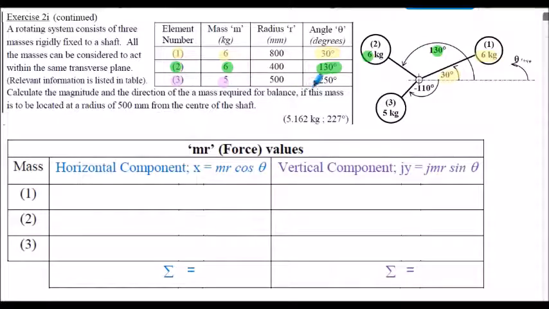kilograms, that's at 250. Again, notice how I've measured the angles here. Element number 3, 5 kilograms. That 250, of course, is from here round to here. Notice I put it on the diagram as negative 110, because you can measure negative angles if you want to from here. So don't worry, you can use a positive 250. But if you want to measure negative angles, then you can. They go in a clockwise sense from the horizontal here.